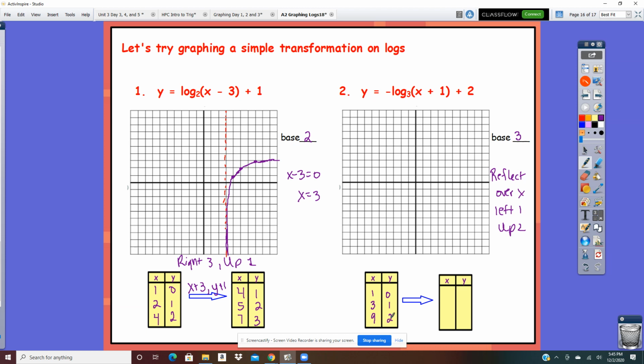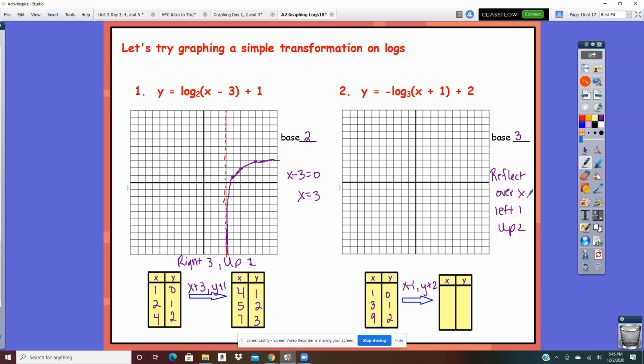Again, I'm counting 0, 1, and 2 in y instead of x, and then my base 3 is 1 times 3 is 3 times 3 is 9. So those are my original coordinates for a logarithmic function with a base of 3. Now I'm going to do my transformations to it, and it's going left 1, so I'm going to do x minus 1, and it's going up 2, so it's y plus 2.